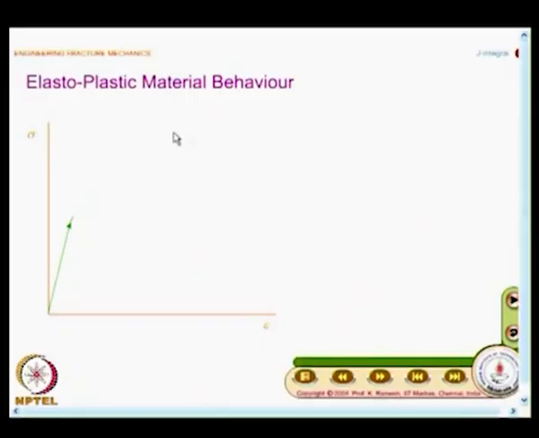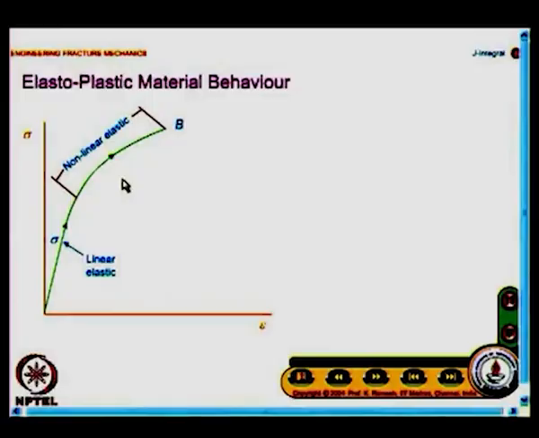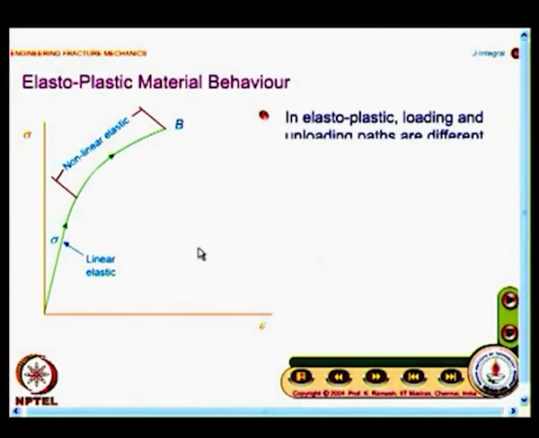One of the very important aspects that you will have to keep in mind is, when you have an elastoplastic material behavior, there is a difference between non-linear elastic behavior and elastoplastic behavior. When you are having the system as non-linear, if you load and if you unload, the loading and unloading path would remain same.